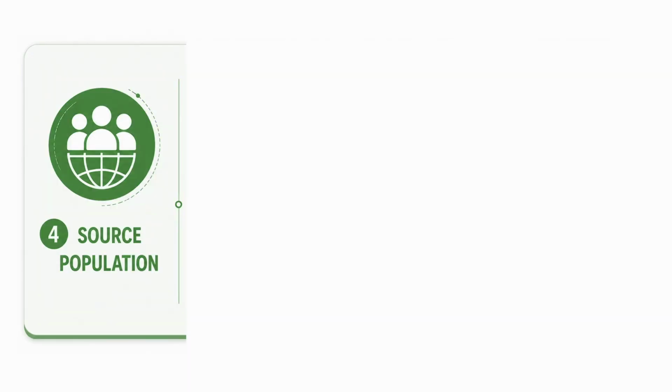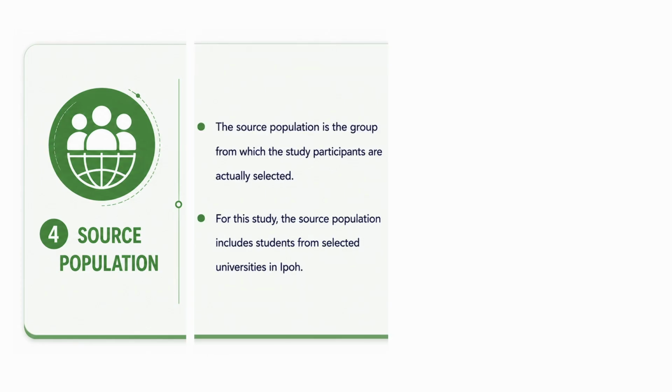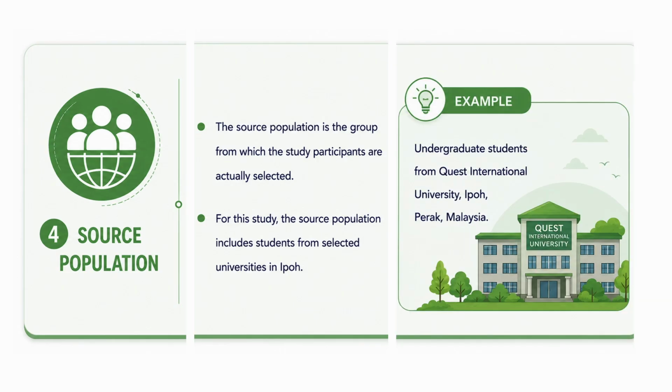Source population. Source population means we cannot collect data from all the target population. We have to get permission from some institutions. Then the source population will be those institutions from where the sample will be collected. The source population is a group from which the study participants or sample are actually selected. For the study, the source population includes students from selected universities in Ipoh. Example, undergraduate students from Quest International University, Ipoh, Perak, Malaysia. So that is a source population.